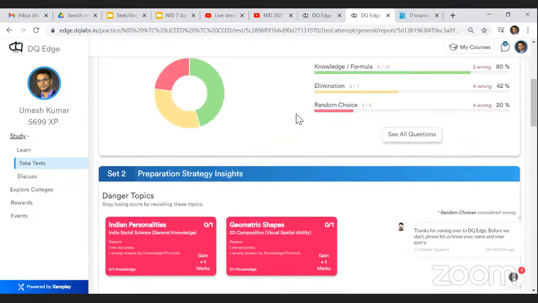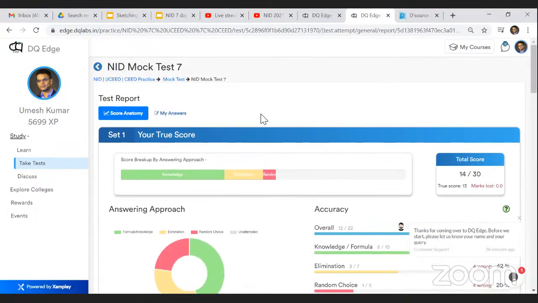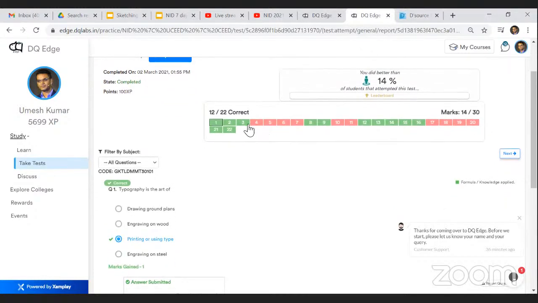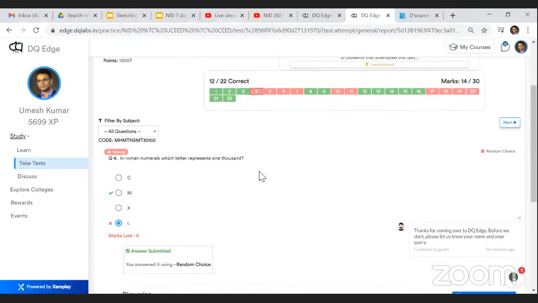Similarly, the geometric shape. There is a beautiful feature here where you can go through your answers and it shows all the questions that you got wrong. Go through the question and ask why you made a mistake. In Roman numerals, which letter represents 1000? The student has picked L, but the right answer is M. Why? Because your understanding of Roman numerals is wrong.